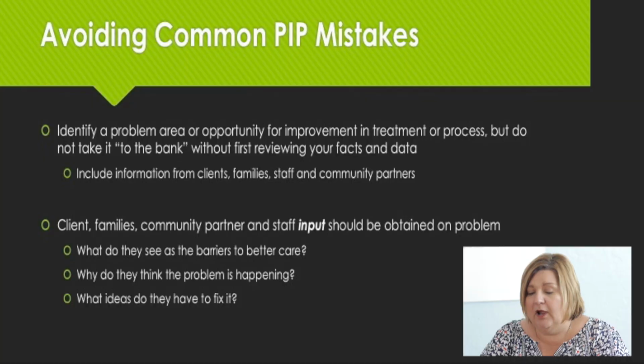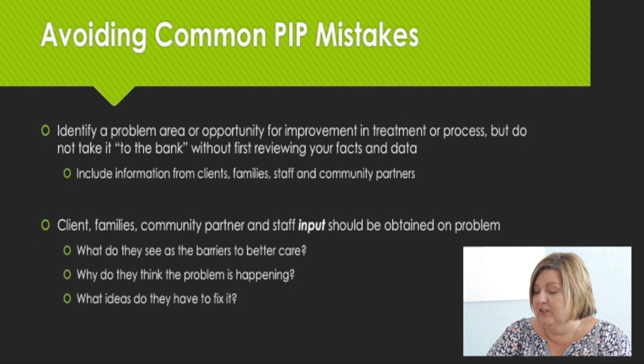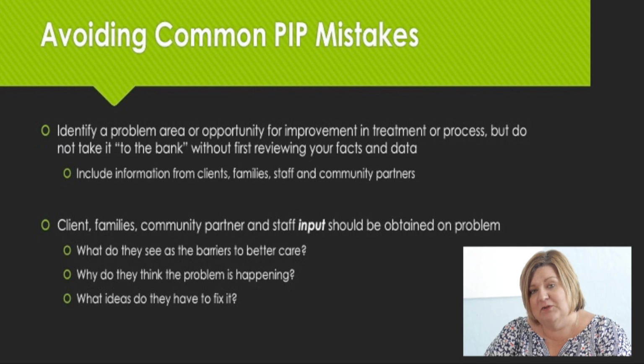So how would someone go about avoiding these common PIP mistakes? You identify a problem area or opportunity for improvement in treatment or the process, but you don't take it to the bank without first reviewing your facts and data. That's the first thing we want to talk about: to identify a problem and then decide automatically that this problem needs to be a performance improvement project.